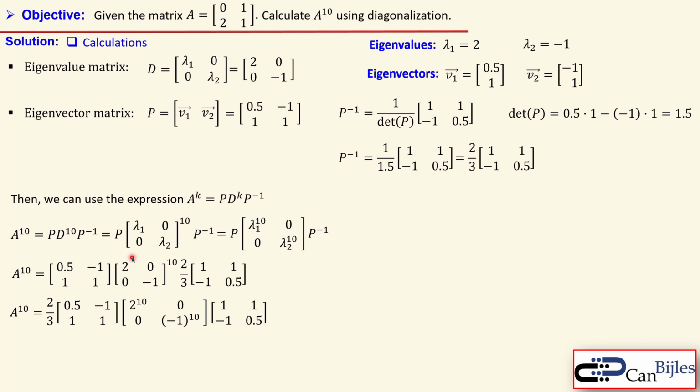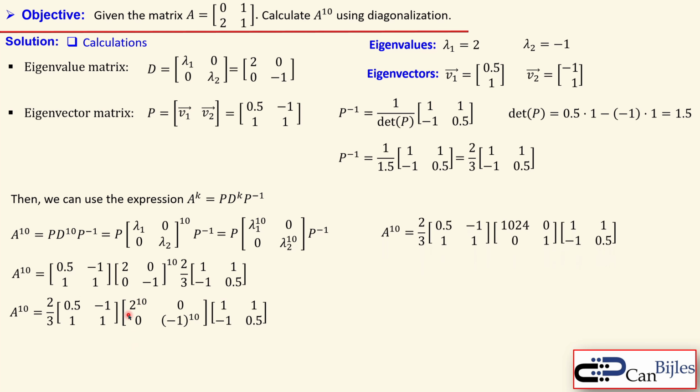So 2 to the power 10 and minus 1 to the power 10. Important here is that you need to put this in the parentheses, otherwise you get minus 1 to the power 10, which will then stay minus 1, but it should actually be 1, because this is an even number.